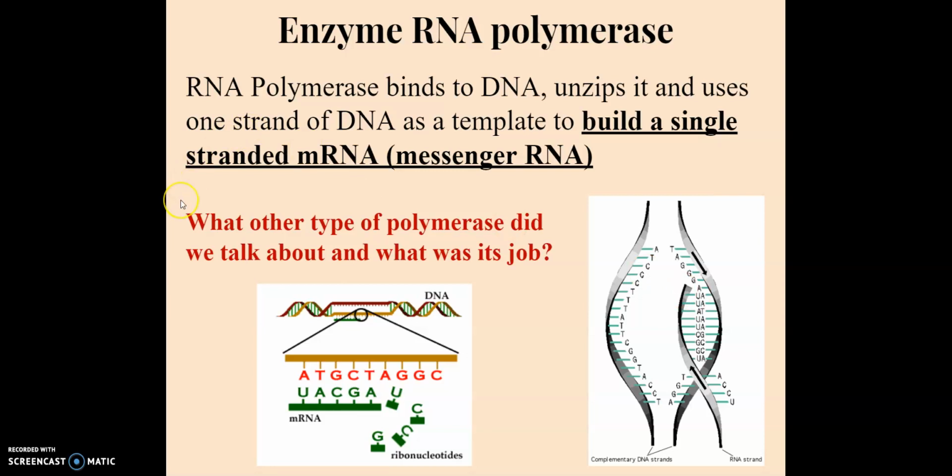Now, what other type of polymerase did we talk about that did this job? This actually was the job of two different enzymes. If you remember, helicase is what unwound and unzipped the DNA. But then DNA polymerase did this job for DNA replication. And so RNA polymerase is very similar to DNA polymerase, except that it's creating an RNA polymer instead of a DNA polymer.